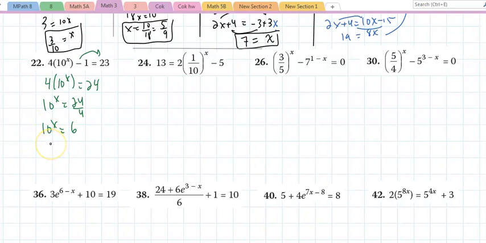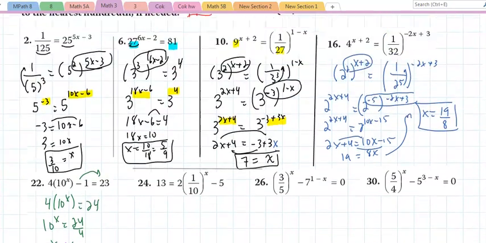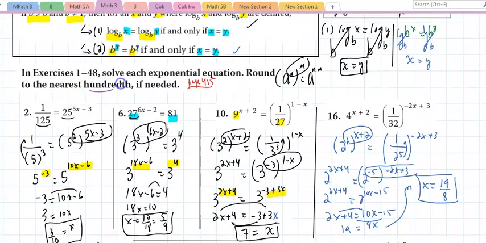What base should I use if I'm going to use a calculator? I should use either a base 10 or a base e. Here, there is a 10. That's good news. So I could use base 10 on both sides, and those undo each other, and x would be the log of 6. What happened to the 10? We agreed if I don't write a base, that means the base is 10. And how would you get that answer? They say round to the nearest hundredth.